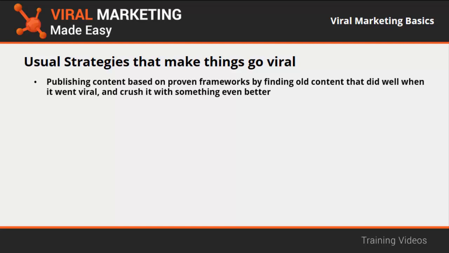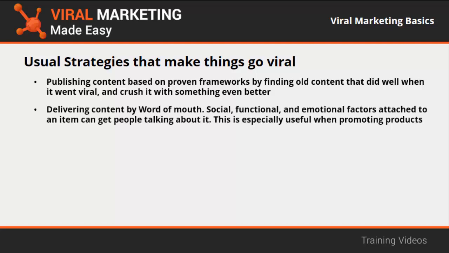Usual strategies that make things go viral. Publishing content based on proven frameworks by finding old content that did well when it went viral and crush it with something even better. The key is to identify gaps in that content and fill those gaps with something that is relevant for the time of the planned release. Then start promoting like there's no tomorrow.